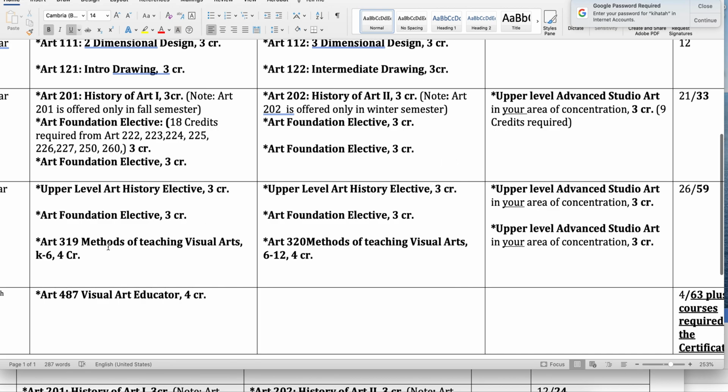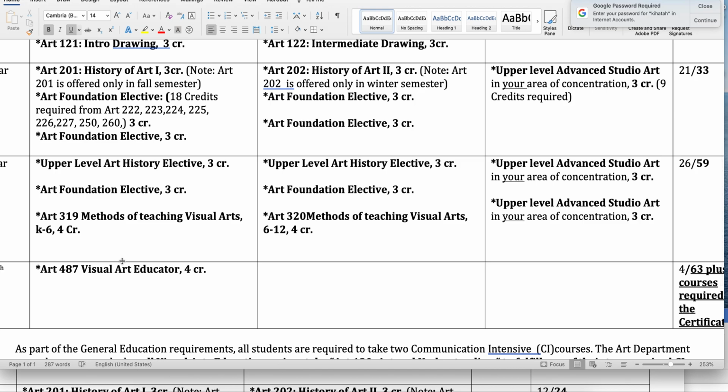I would not wait until senior year, because in senior year you'll be busy taking all the College of Education courses. Again, in senior year you'll be full with courses from the College of Education after you get accepted. So this is independent study.